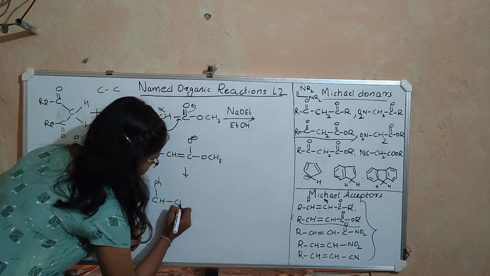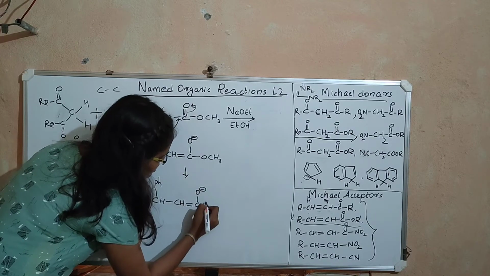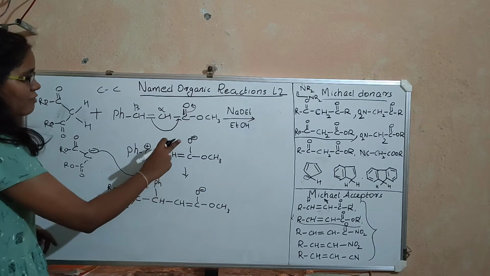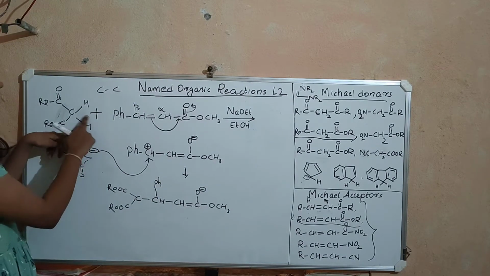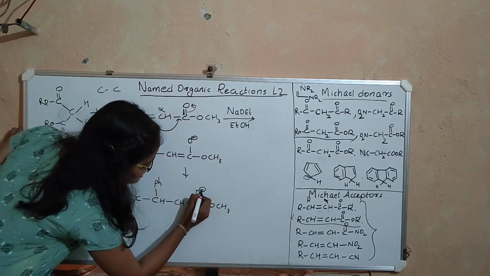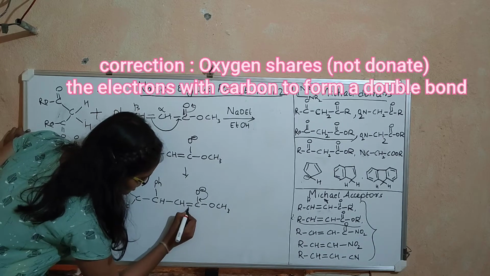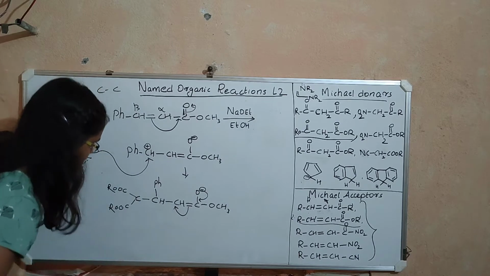You have CH double bond C, O minus, OCH3. But you have this H plus. Where is that H plus? Yeah, you have this H plus with base now. Then what happens? This oxygen will donate its lone pair of electrons to this carbon, and this bond will shift on this carbon. So this carbon will get a negative charge.